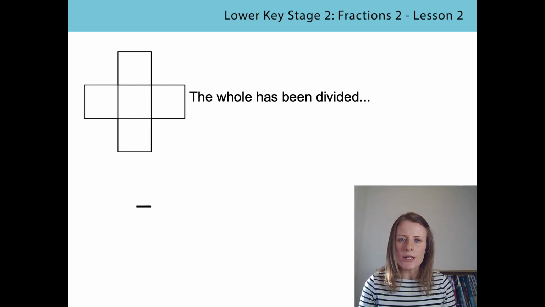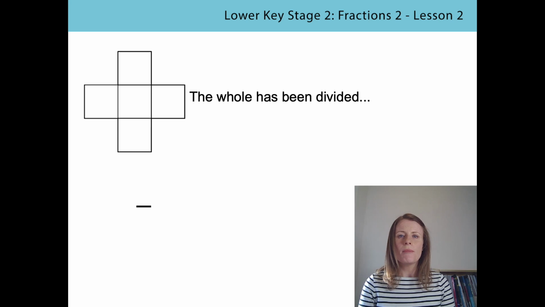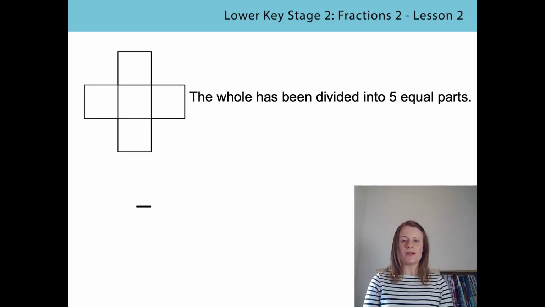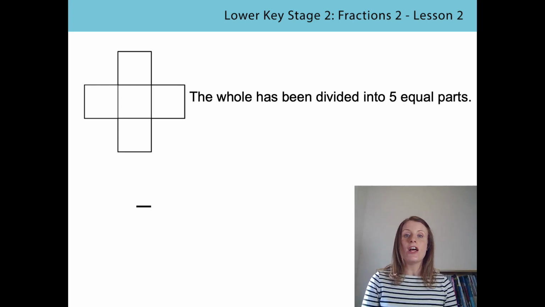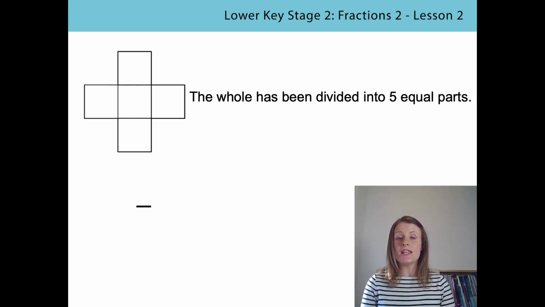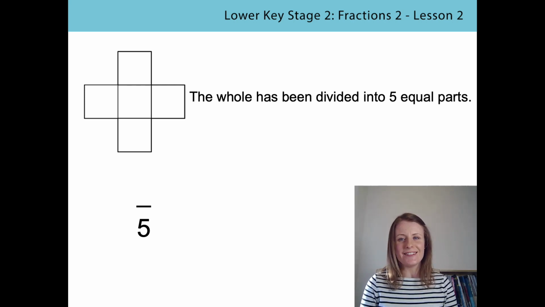What would go underneath? My whole has been divided into equal parts. Well done. 5 equal parts. Let's say that together. The whole has been divided into 5 equal parts. I now put the 5 underneath my division bar. Can you see? Well done.